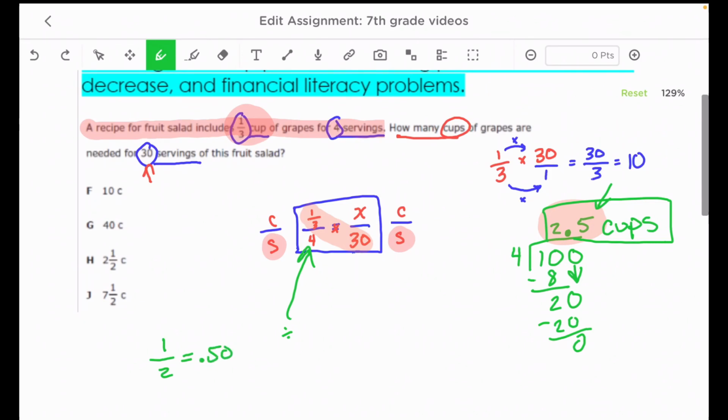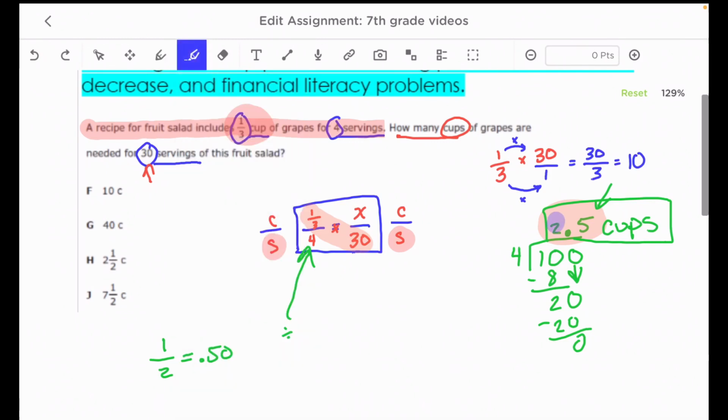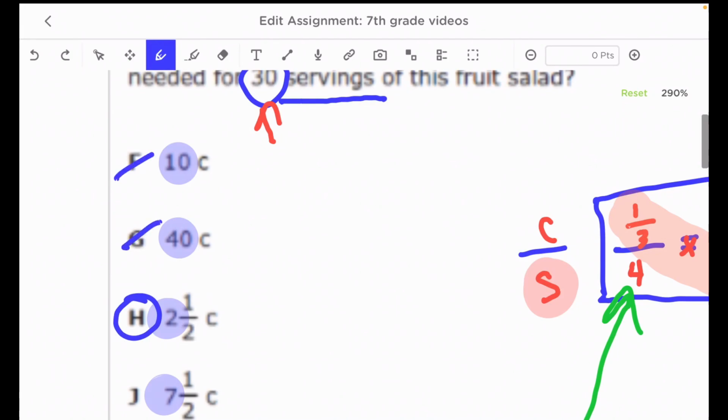So I'm just going to use the process of elimination, and I'm going to mainly focus on this number right here, the whole number. If I'm looking at these answer choices, there's only one that has the whole number as the number 2. And that answer is H. All of these other ones are wrong.